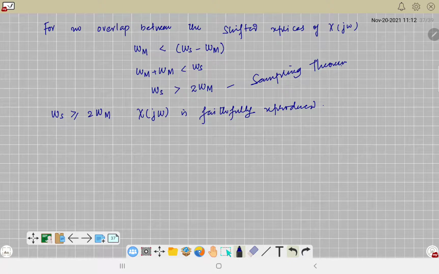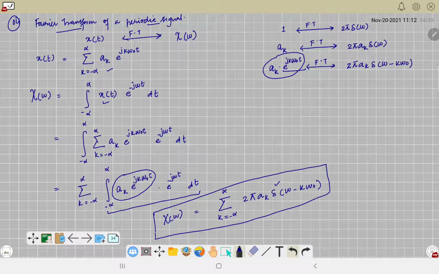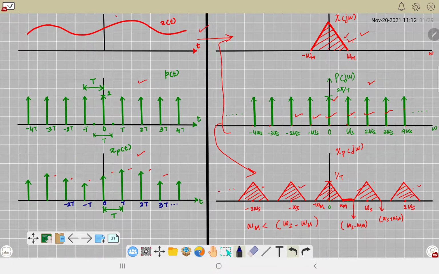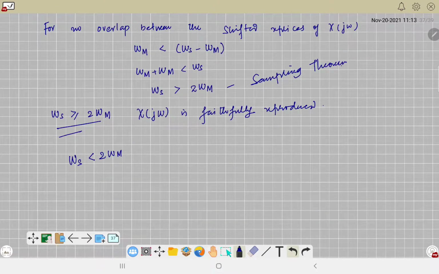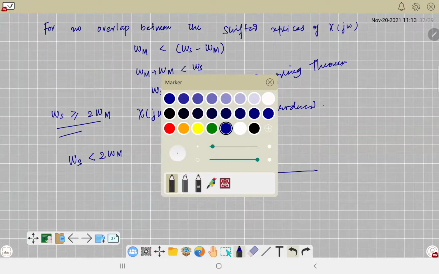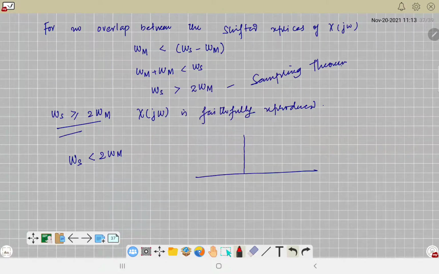Fine. Now, if this is not met, अगर आपका omega s is less than twice omega m, now graphically that would mean कि आपका ये वाला point है, it will be here. So let me draw it separately. तो उस time पे it will mean कि आपका जो waveform है, it is something like this. ये आपका पहला रेप्लिका आ गया, situated around omega s, around 0. This is minus omega m plus omega m.